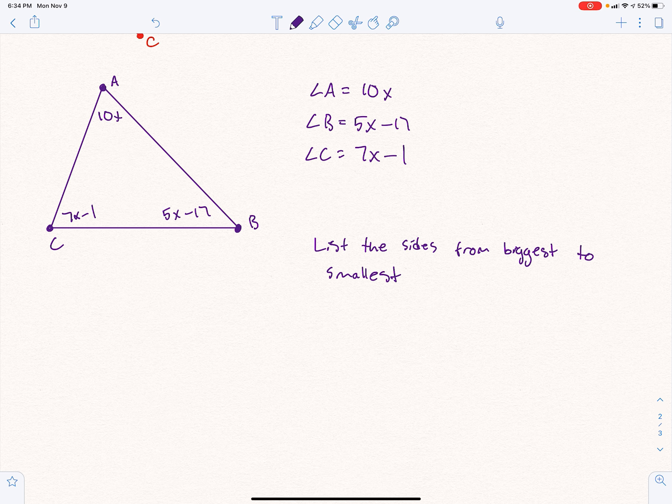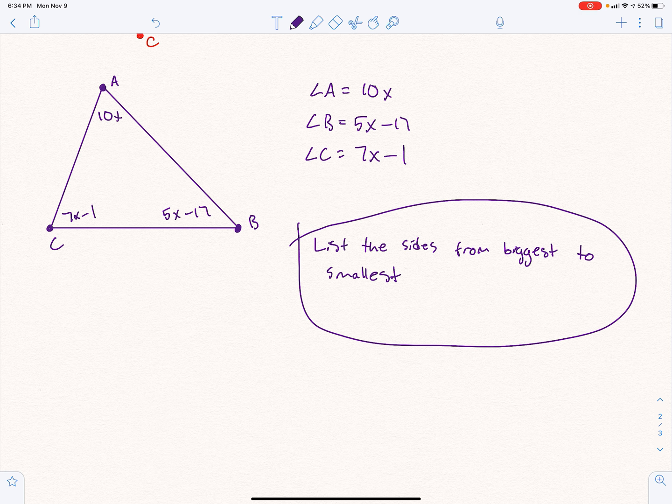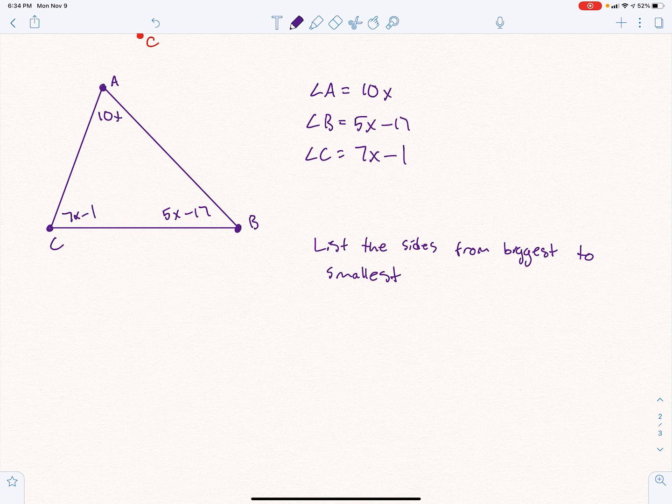So right now, this is the question that I'm trying to answer: list the sides from biggest to smallest. But I can't tell that unless I know what the angles are, because the angles are going to tell me which side is the biggest. So the first thing I need to do is find out what angle A, B, and C are. Now this ties back into what we did in 7-2. I need to find out what these are.